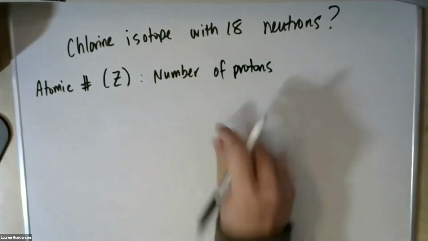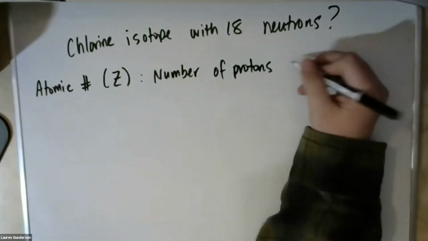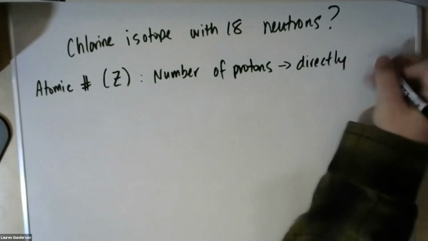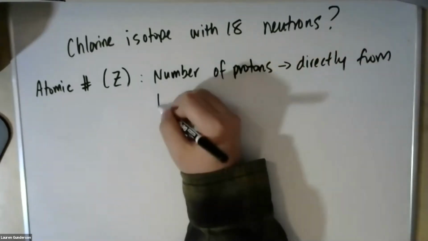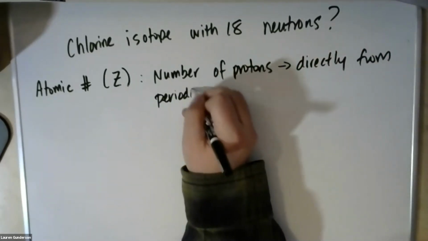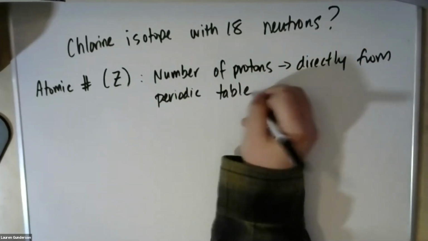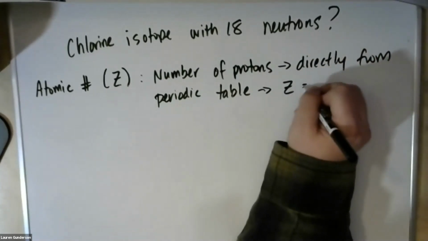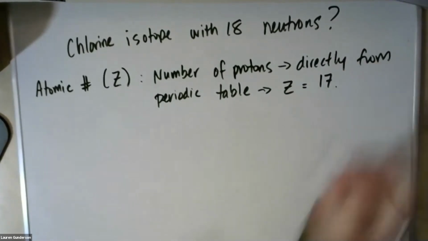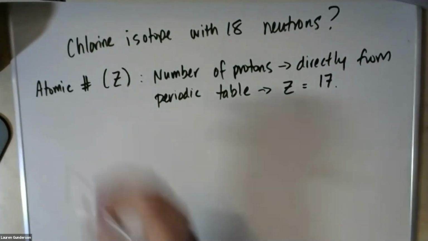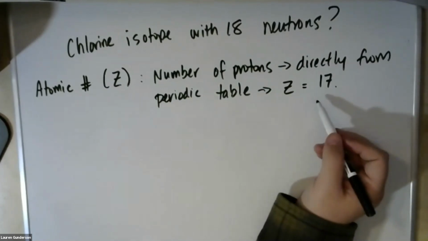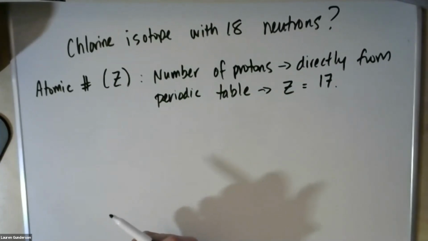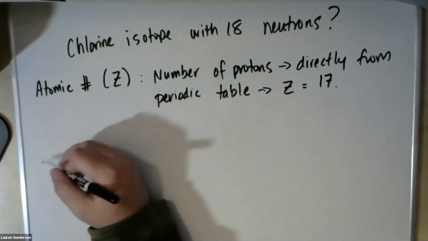Okay, we can find this number directly from the periodic table. And in the case of chlorine, the Z value is 17. Okay, this means that chlorine has 17 protons. It also means that in a neutral chlorine atom, there would be 17 electrons. All right.